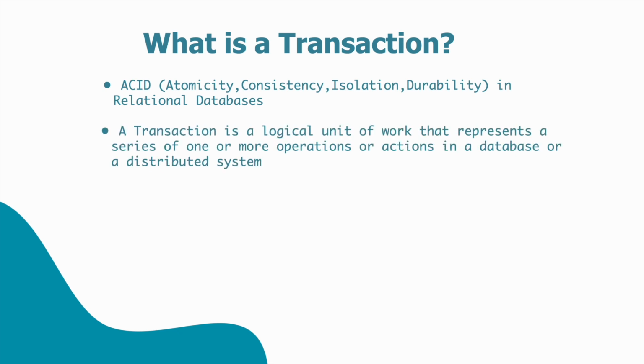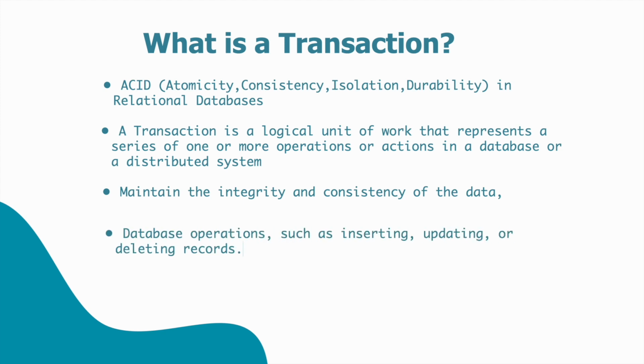So what is a transaction in database terms? It's a logical unit of work that represents a series of one or more operations or actions that are performed in a database or in a distributed system. The main purpose of a transaction is to maintain the integrity and the consistency of the data that has been stored in the database. And a transaction includes operations like inserting, updating, or deleting records.